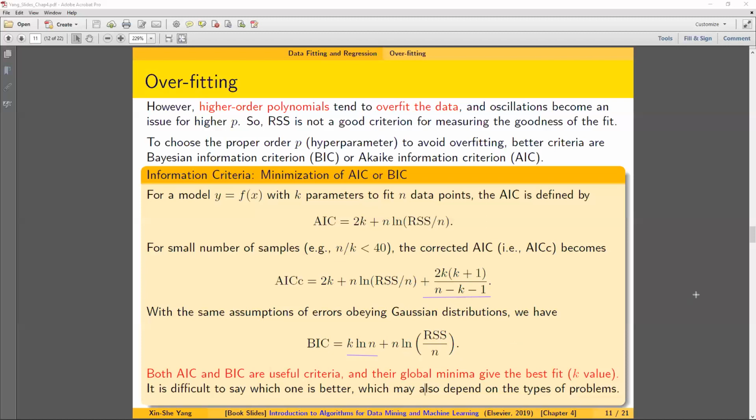It's difficult to say which one is better, which may also depend on the type of problem. In other words, sometimes they might give you conflicting conclusions. If you use AIC and BIC, you have to check whether they indeed conflict, meaning AIC tells you model 5 is better, but BIC tells you model 8 is better. Then you have to decide which one is the right model to pick. But the majority of the time, they should be consistent. AIC says model 5 is better, BIC also says model 5 is best. Let's put it this way, we're looking for the best model.